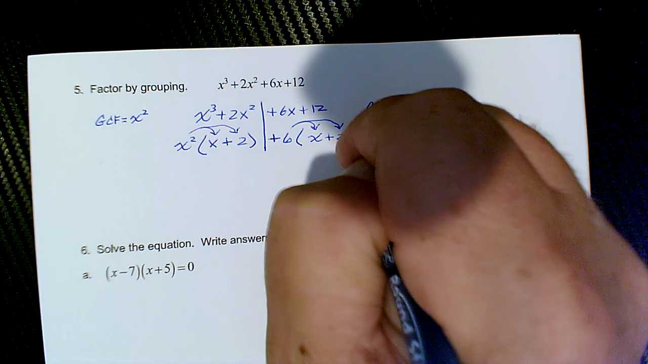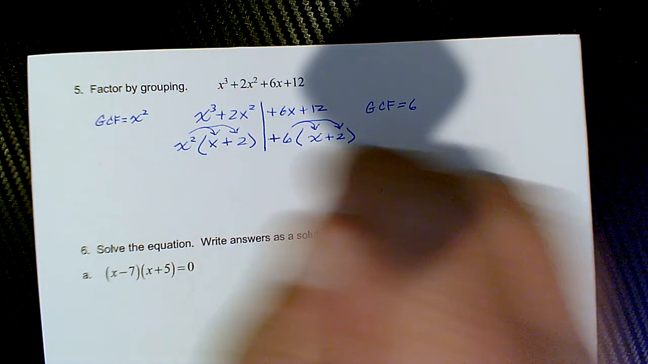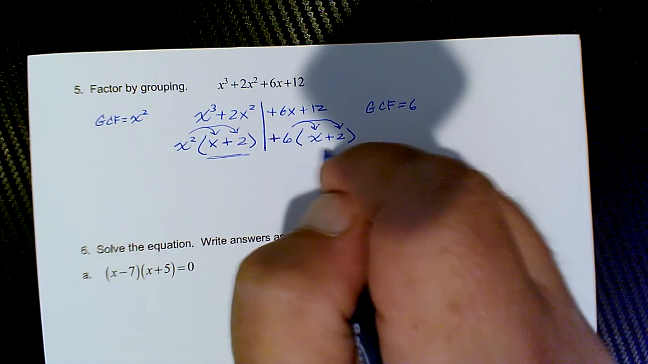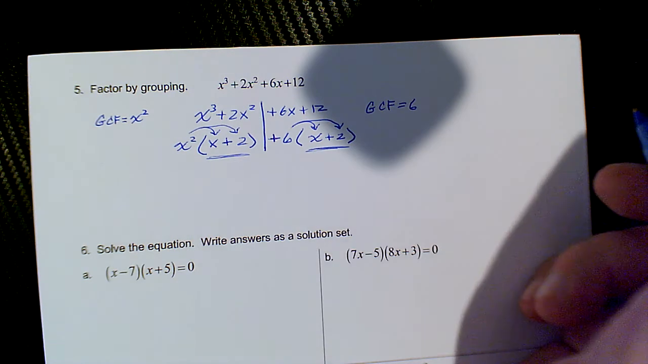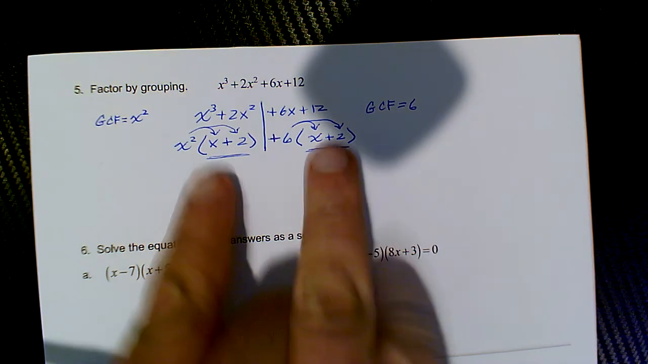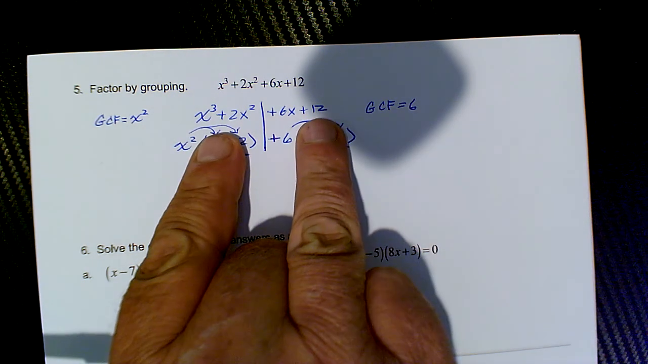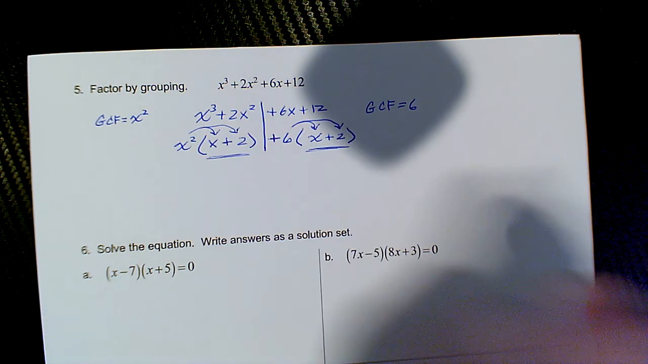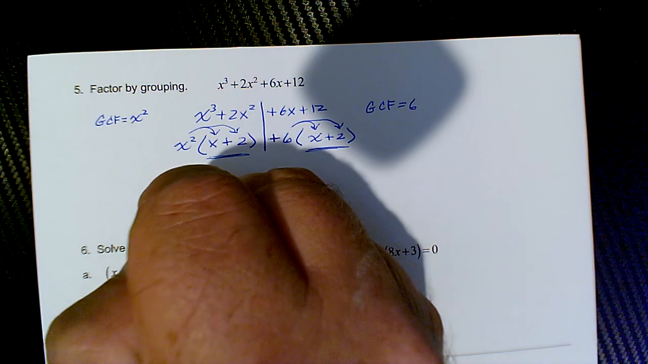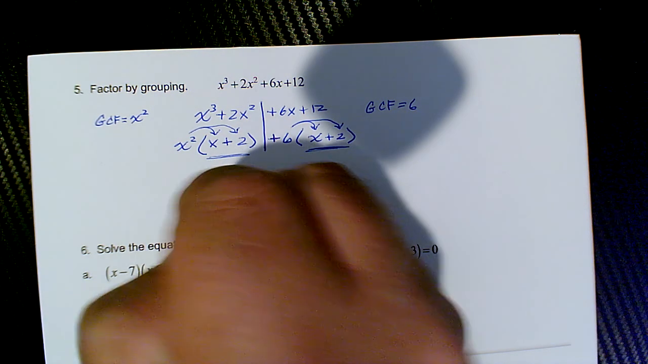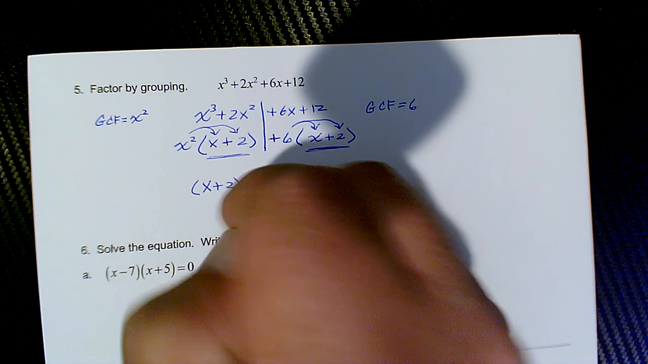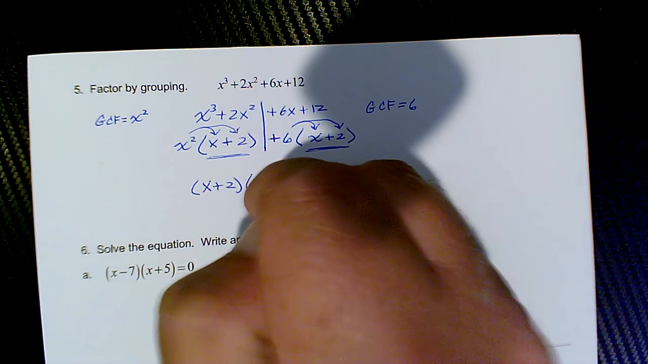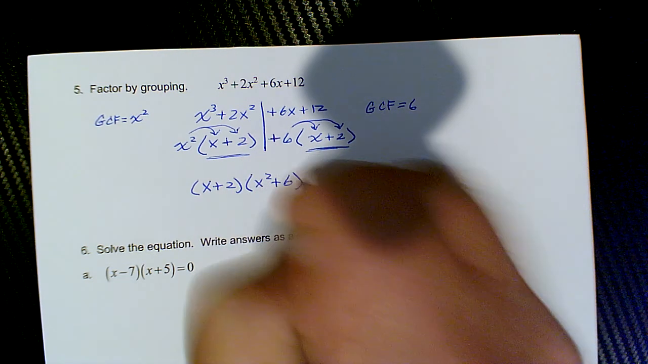And notice how the x plus 2, that binomial is the same. So if you factor them out, you can do the cover-up method. You can see what's left over, x squared plus 6. But the point is, x plus 2 is common. And then the leftover factors are x squared plus 6.